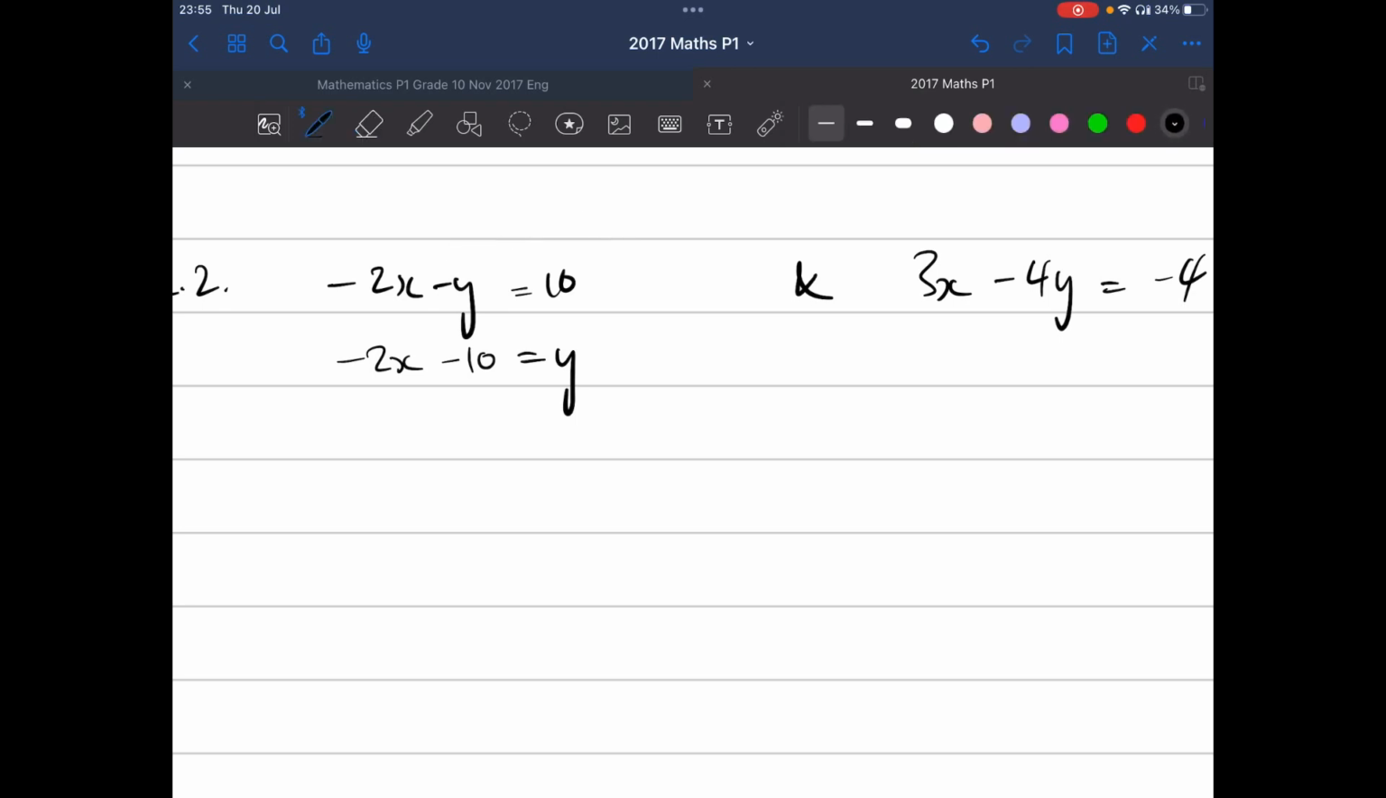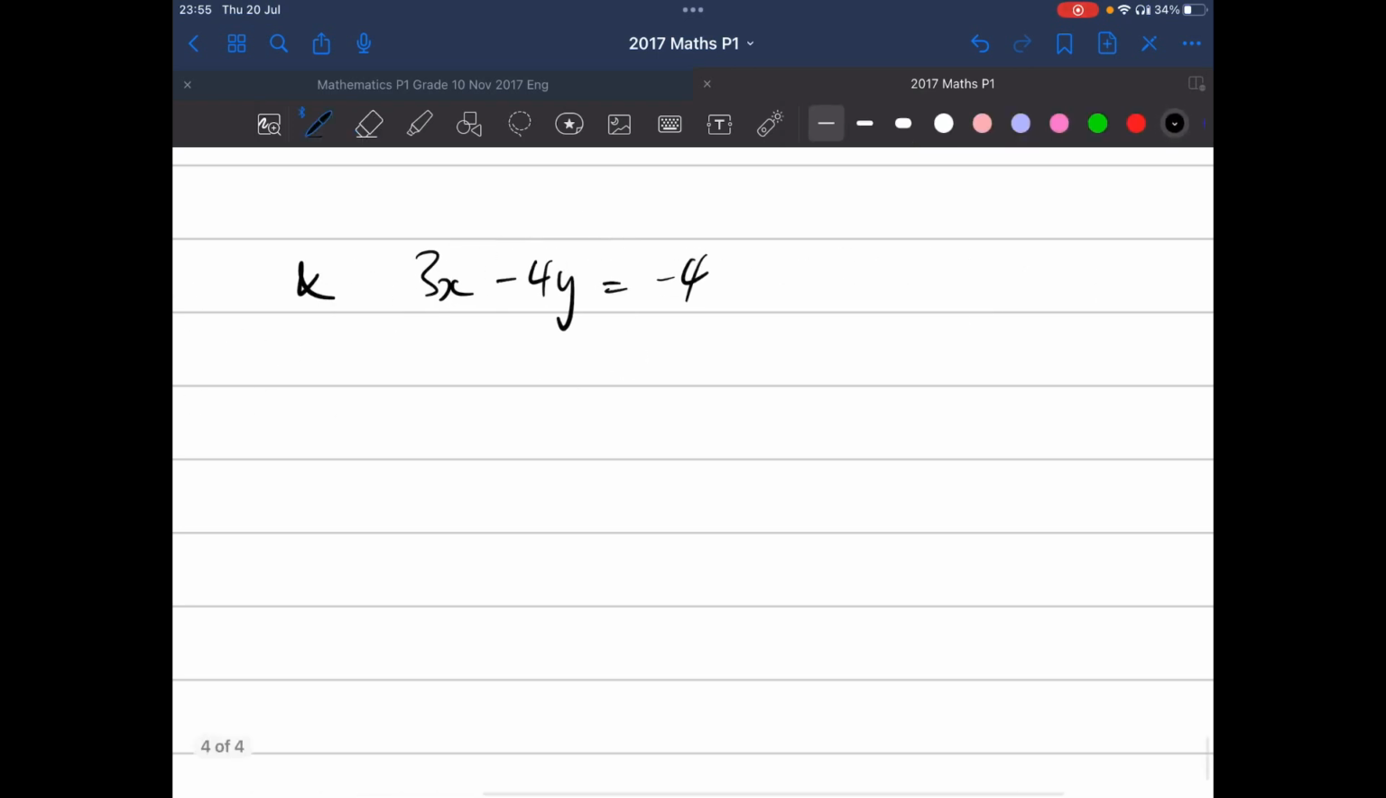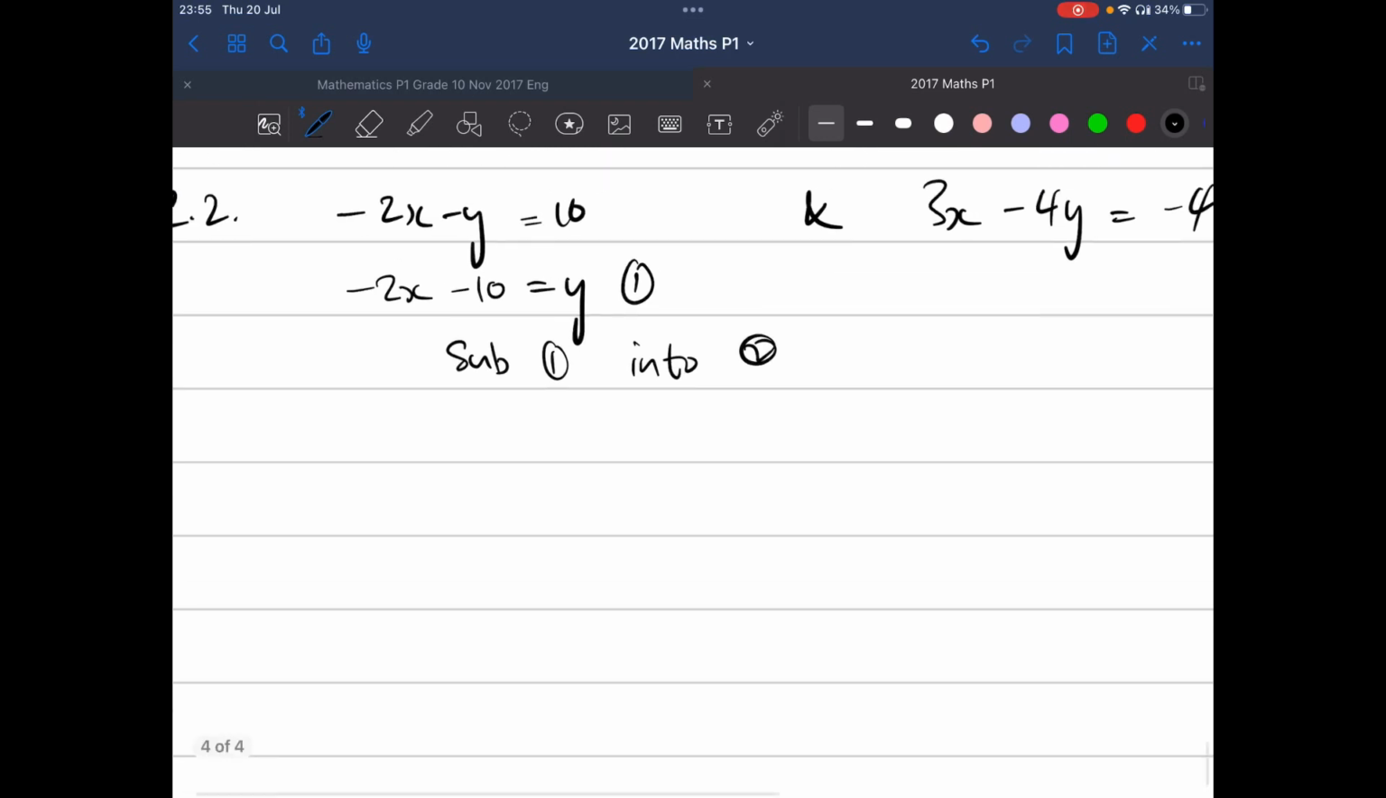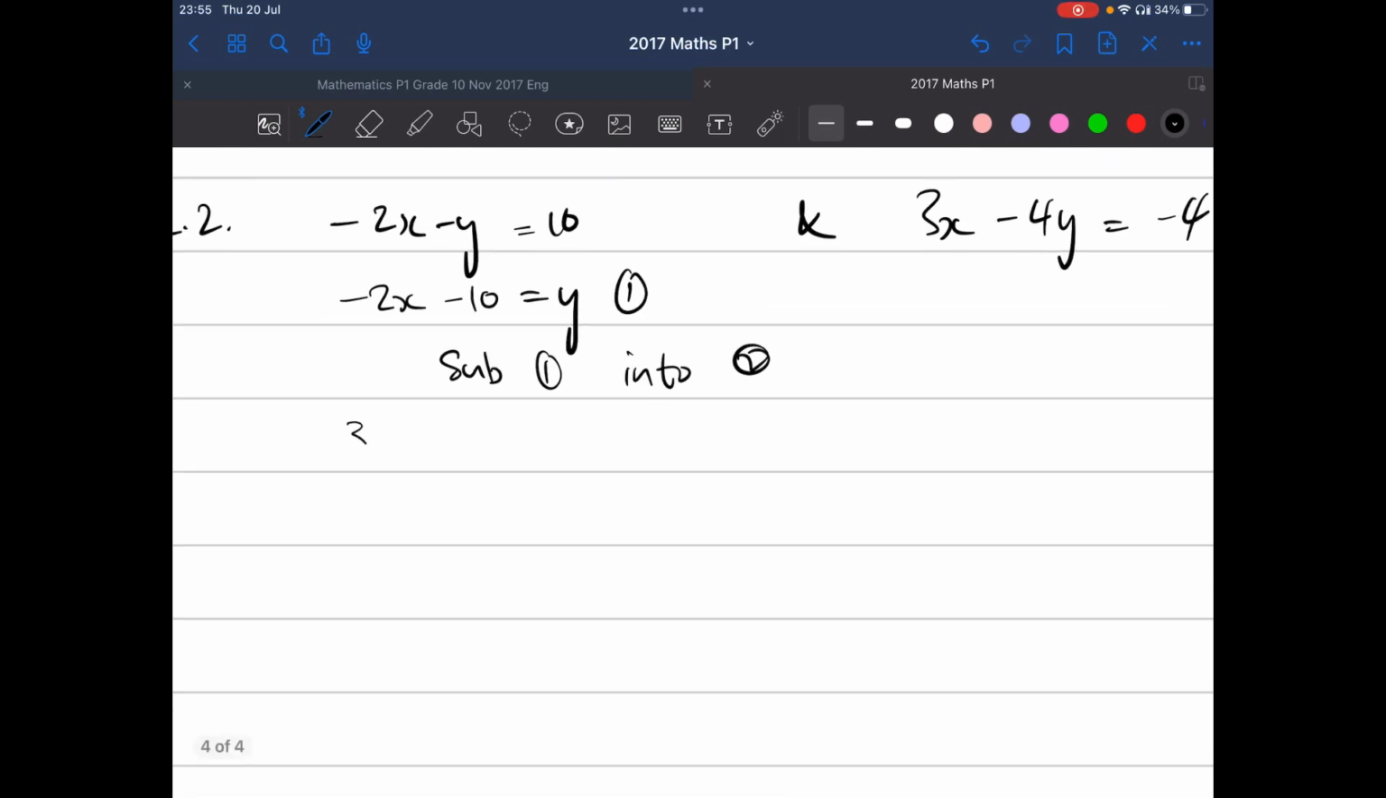Okay, so let's call this our equation number 1, and let's call this equation number 2. So now we tell the examiner that we're going to sub equation number 1 into equation number 2. Okay, so we have 3x. I'm writing down this equation here.